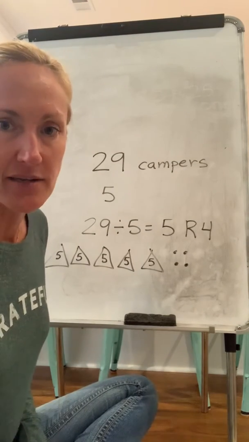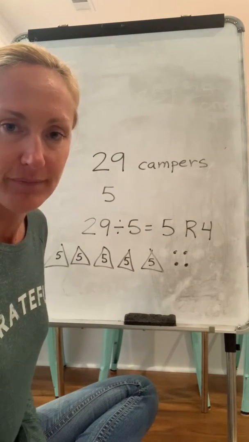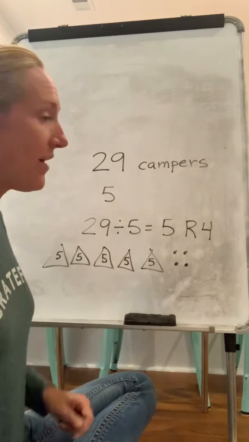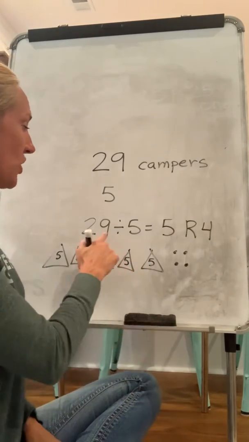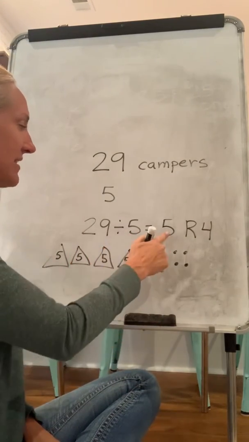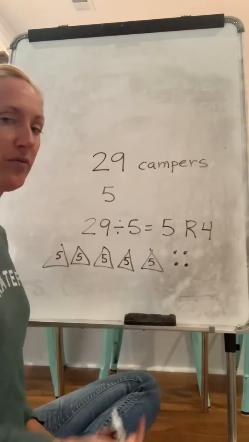They'll just have to be in a tent of 4. They're left over. They'll have fun. Don't worry about them. They'll have more room, right? Okay, so 29 divided by 5 is 5 with a remainder of 4.